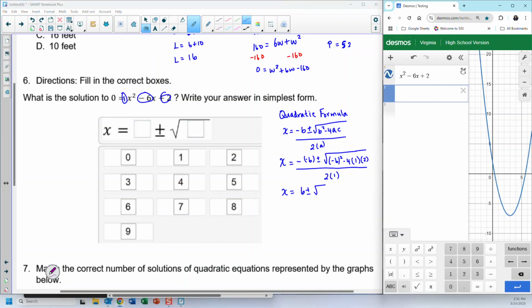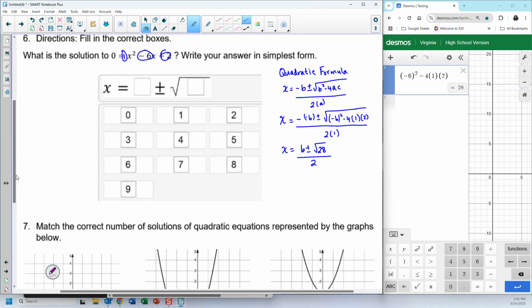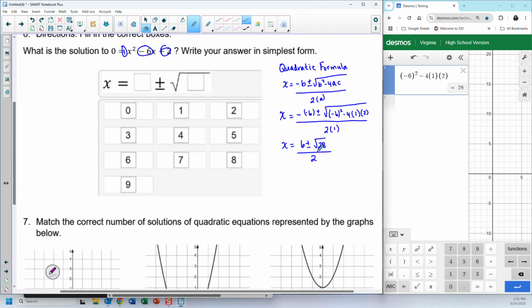I'm going to put this part in Desmos. So I'm going to do -6 squared minus 4 times a times c, which is 28 down here. And then 2 times 1 is 2. I don't see any of these numbers on here. Well, there's only 2 parts here, so that means I have to probably simplify this more. All right, to simplify, I need to go ahead and simplify the square root of 28.